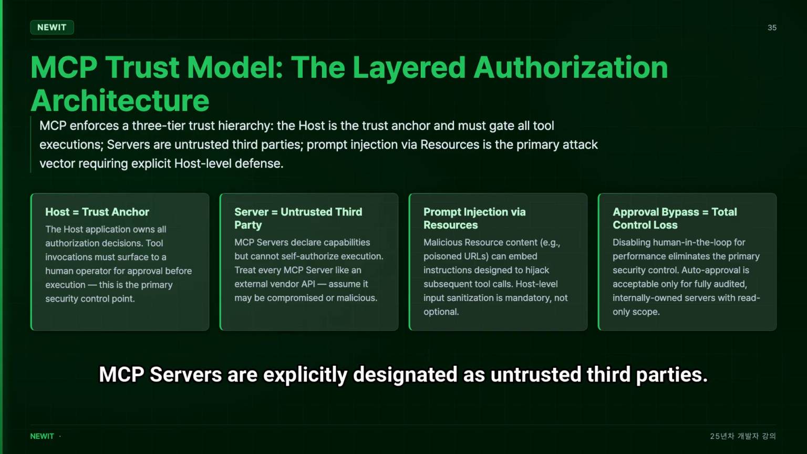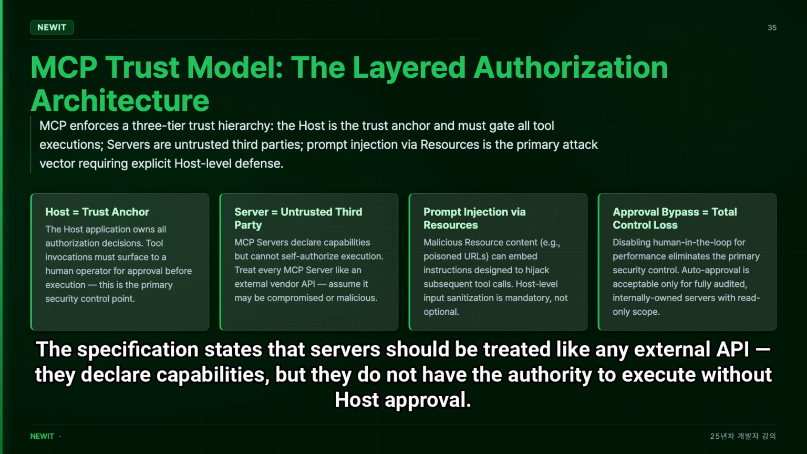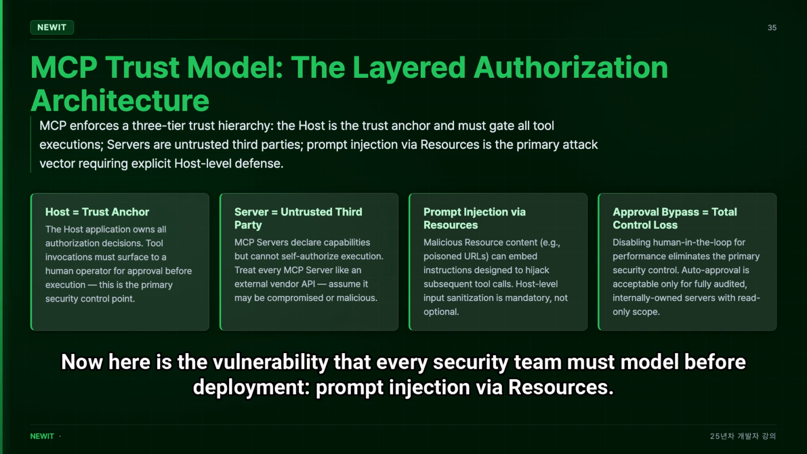MCP servers are explicitly designated as untrusted third parties. The specification states that servers should be treated like any external API. They declare capabilities, but they do not have the authority to execute without host approval.